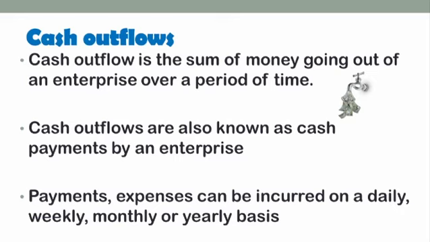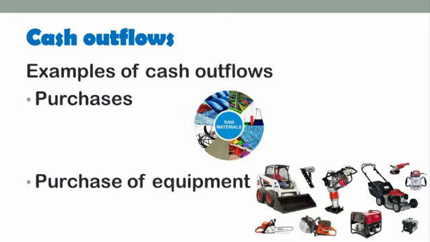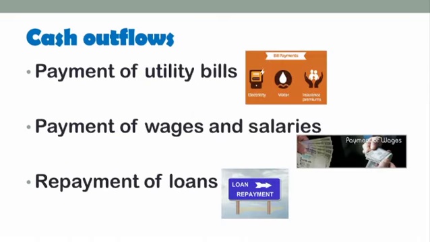Cash outflow is the sum of money going out of an enterprise over a period of time. Cash outflows are also known as cash payments by an enterprise. Payments, expenses can be incurred on a daily, weekly, monthly, or yearly basis. Examples of cash outflows are purchases of raw material, purchase of equipment, payment of utility bills, payment of wages and salaries, repayment of loans.